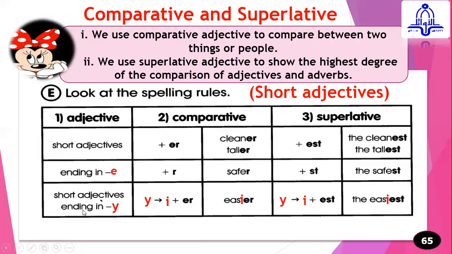الحالة الثالثة short adjectives ending in Y الصفات القصيرة التي تنتهي بحرف Y. Change Y to I and add ER in comparative. For example, easy نقلب ال Y إلى I ونضيف ER في المقارنة. It will be easier أسهل. And change Y to I and add EST in superlative. It will be the easiest. هذا كان درسنا شرح درس الcomparative والsuperlative درجات المقارنة والتفضيل في الدرس الخامس من الوحدة.